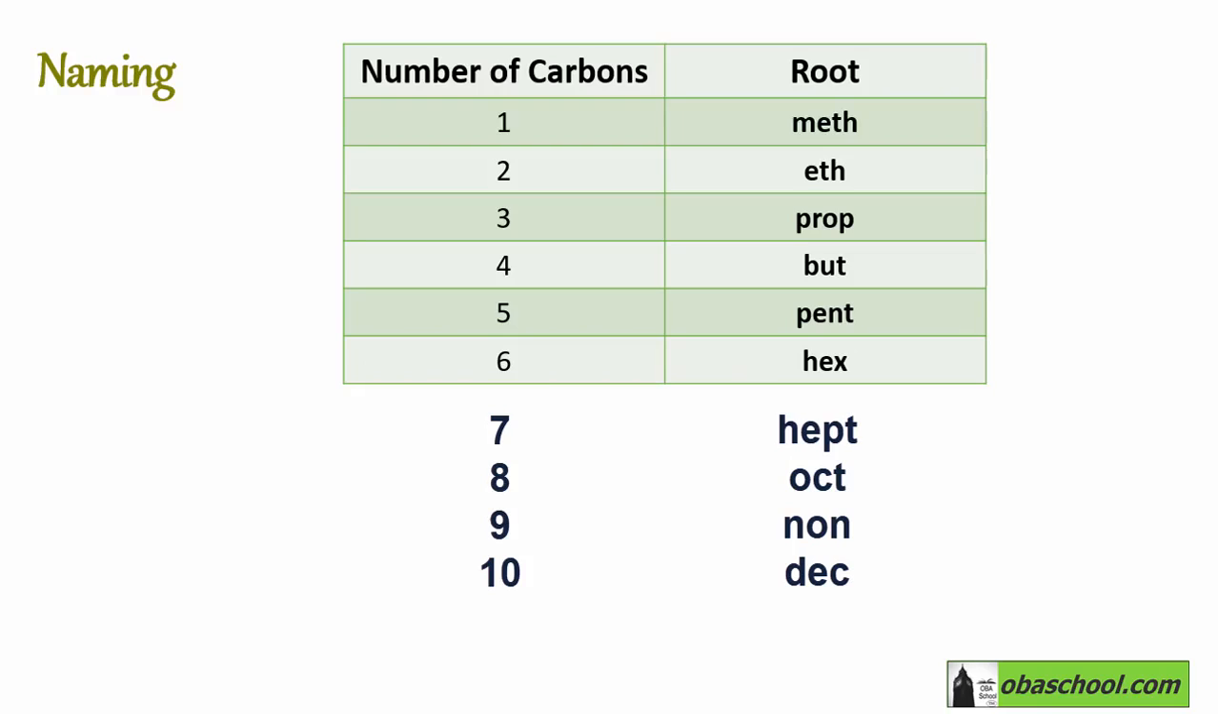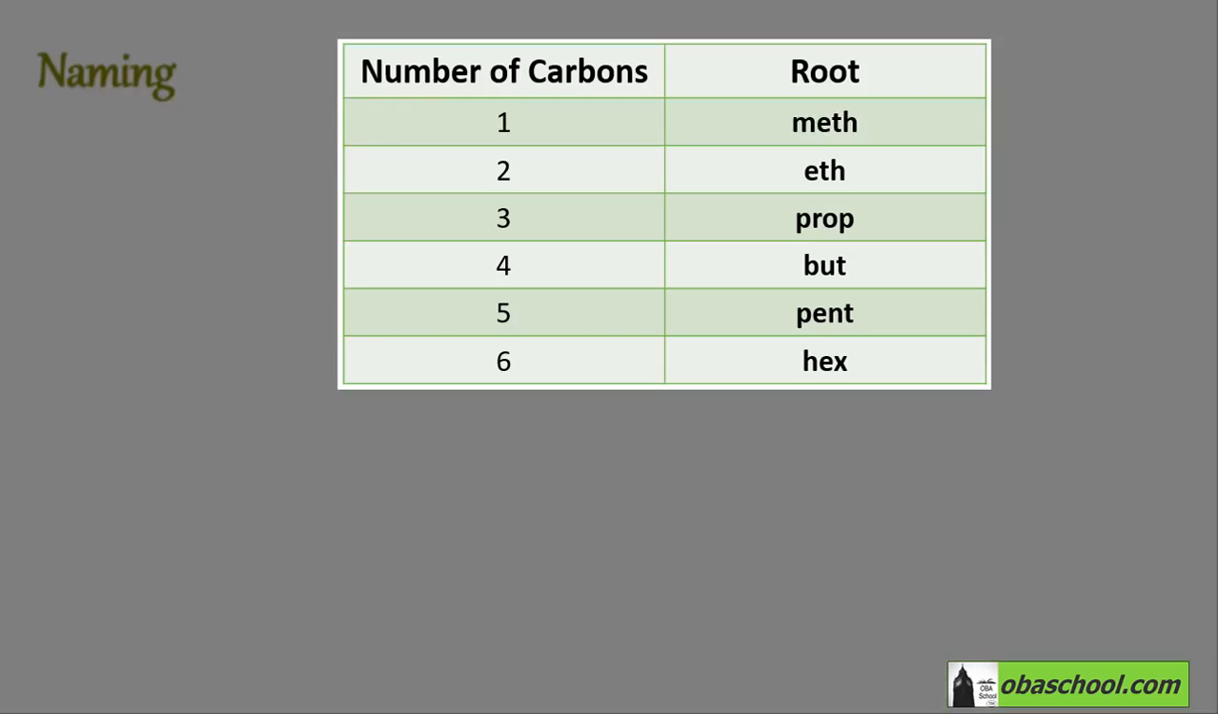However, at this level and in this chapter, you are required to know the names of these, so up to 6 carbon atoms. So again, 1 is meth, 2 is eth, 3 is prop, 4 is but, 5 is pent, and 6 is hex.